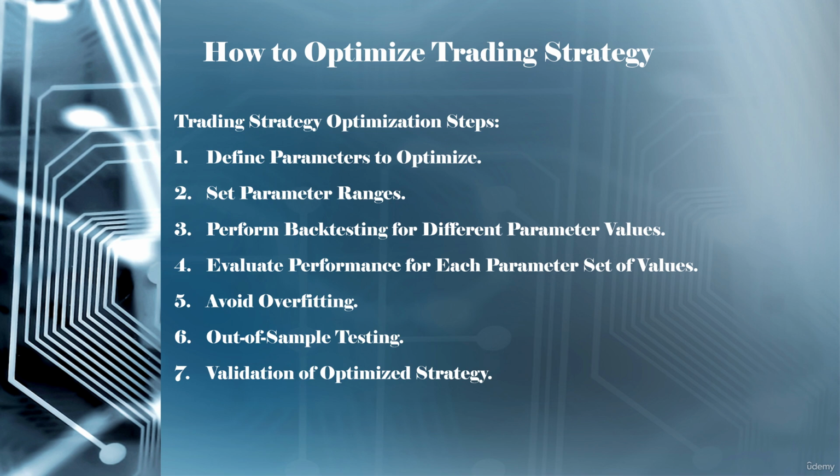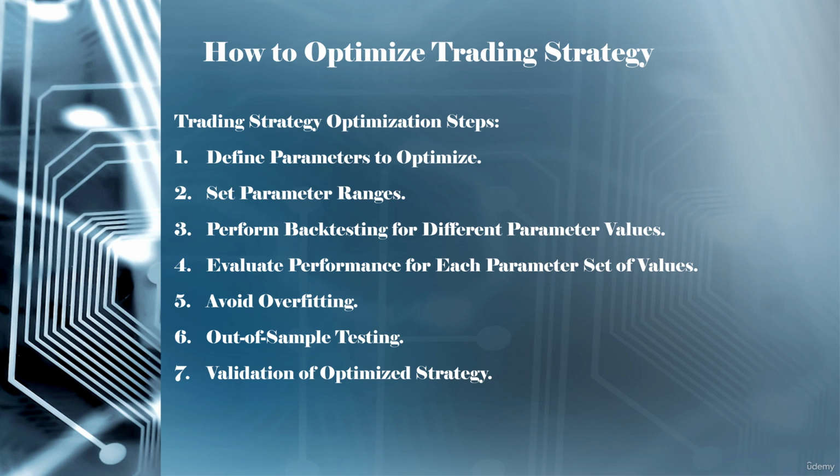Next step is out of sample testing. Very important step. After identifying a potentially optimized set of parameters, conduct out of sample testing using different time periods or a data set not used in the initial optimization. This helps assess the strategy's ability to generalize to new market conditions.